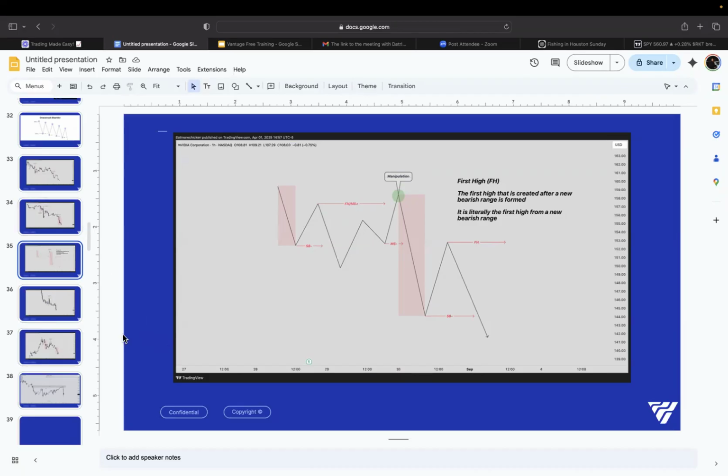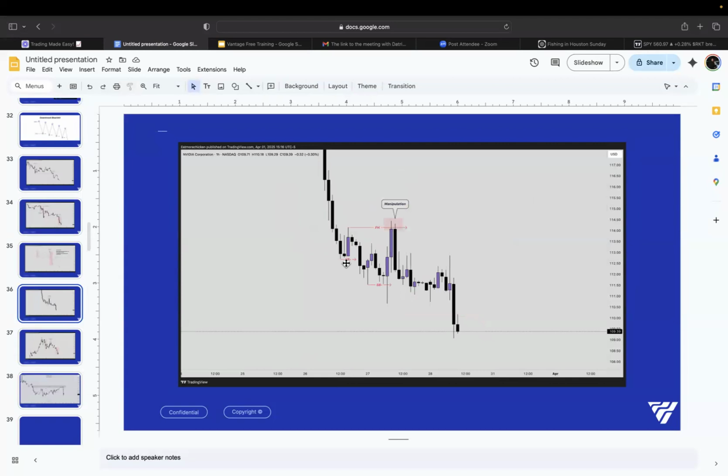So a couple examples of this that we have are right here. So we have a low of a bearish range. There's the first high as indicated on that purple candle up. Then we have a new bearish range. Price ran up to manipulate this first high. And as we manipulated it, it sent us lower, just like that.